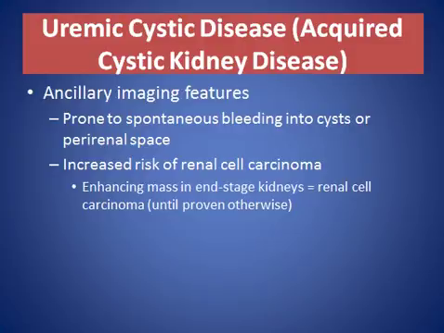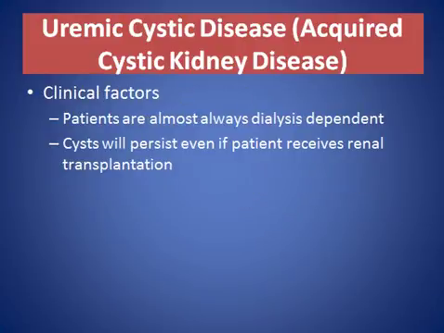An ancillary imaging feature: prone to spontaneous bleeding into cyst or perirenal space, and there is increased renal cell carcinoma. Enhancing mass in end-stage renal disease means renal cell carcinoma until proved otherwise. Patients present clinically almost dialysis dependent, and cysts will persist even if the patient receives a renal transplant.